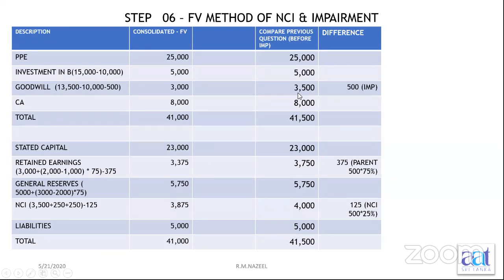You can see before the impairment, parent 3,750 became 3,375 after the impairment. NCI before the impairment, 4,000 became 3,870. So that means the loss has been prorated to the parent and NCI, my dear students. I hope I have explained the fair value method. Both parties will absorb the impairment. Under the percentage net assets method, only the parent will absorb.